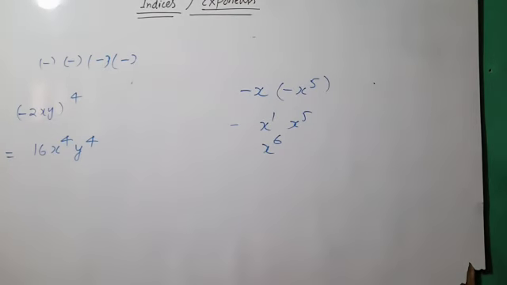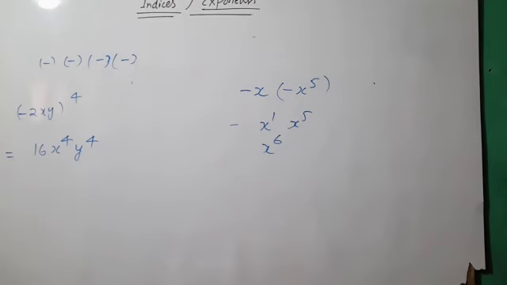Okay, these are very, very simple questions. Question number 2, you have to do the rest of the question on your own. Question number 3: x to the power 6 divided by x to the power 2. We just subtract: x to the power 6 minus 2, that is x to the power 4. Second part, x to the power 2a divided by x to the power a: 2a minus a. Answer is x to the power a.